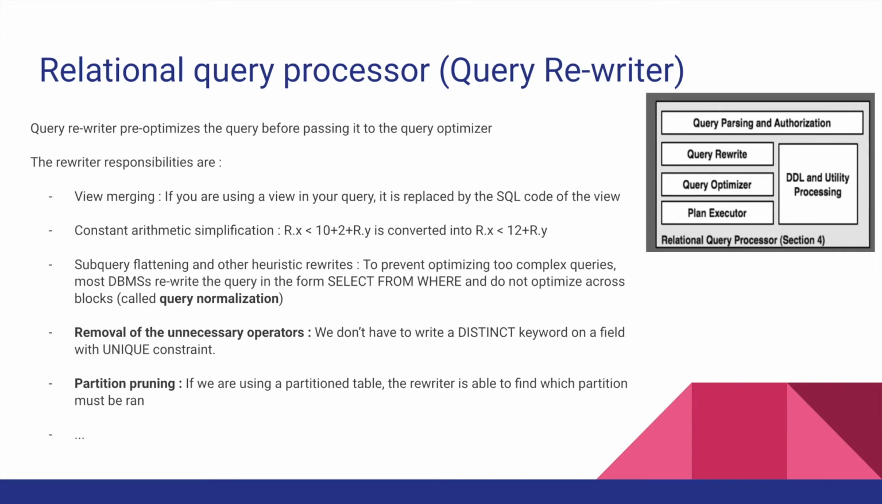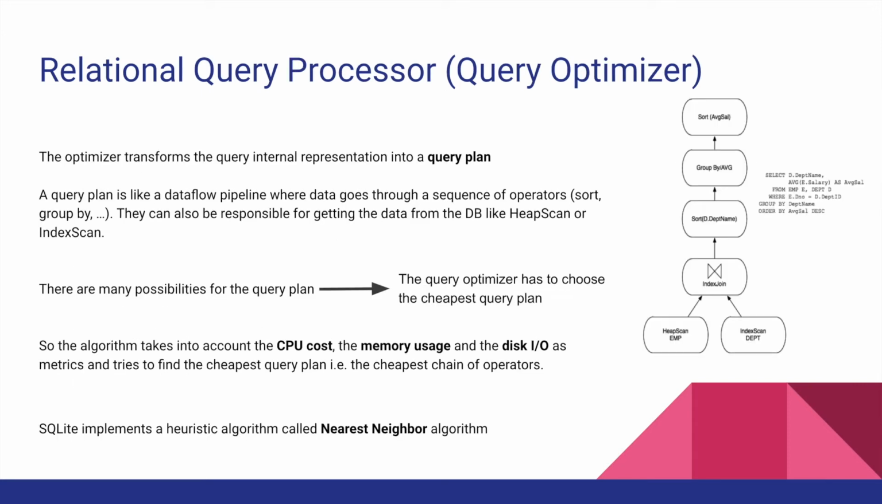Now that all these steps are done, it will pass the modified parse tree to the next step, the query optimizer. The job of the optimizer is to transform the query internal representation into a query plan for executing the query. So it takes the parse tree we saw before to output this kind of structure, which is a sequence of operators where data goes through.